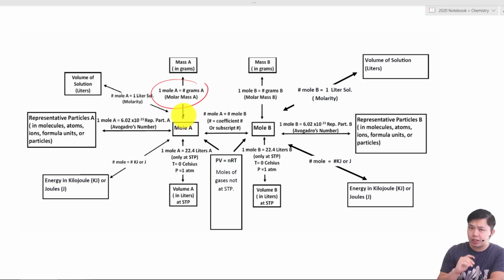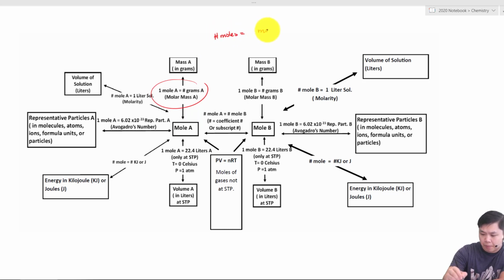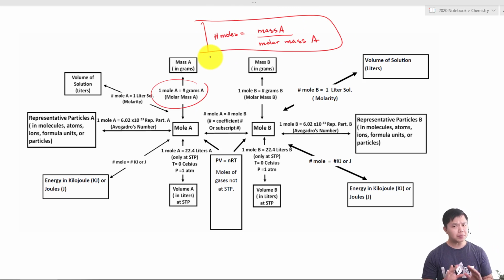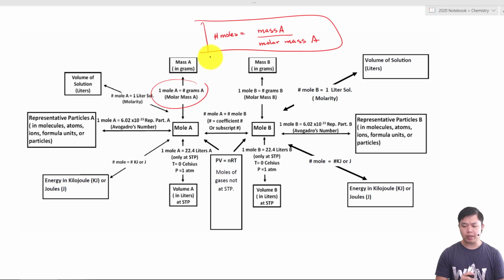But if we think of this mathematically as a formula, the number of moles is equal to the mass of A, or whatever the chemical is, divided by its molar mass. So this is a formula that you need to remember in addition to this flowchart, because sometimes we don't write it as a conversion factor, or the tests don't present it that way. They just present it as mass of A divided by molar mass.